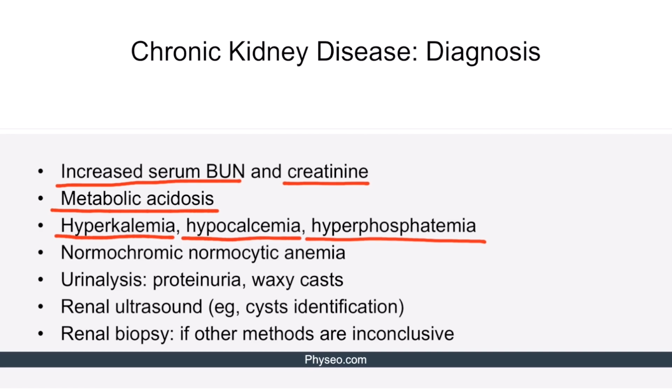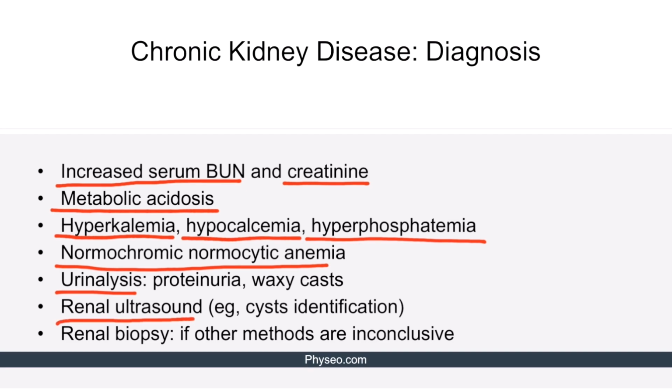Hypocalcemia results from hyperphosphatemia and from decreased calcium reabsorption in renal tubules. The decreased reabsorption is due to the defect in vitamin D production. Recall that alpha-1 hydroxylase enzyme, which has a major role in vitamin D activation, is decreased when the kidney is damaged. Urine analysis shows proteinuria and waxy casts.